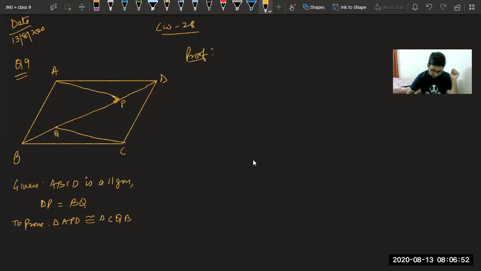By SAS, Utkarsh. Okay, beta. Vaishnav is saying opposite sides of parallelogram. Okay. First thing, please concentrate on this triangle. This is triangle APD and this is triangle BQC. You can see first thing is AD is equal to BC. So in triangle ADP and triangle BQC, first thing is AD equal to BC. What is the second thing, class? Second thing is given to us, DP equal to BQ.